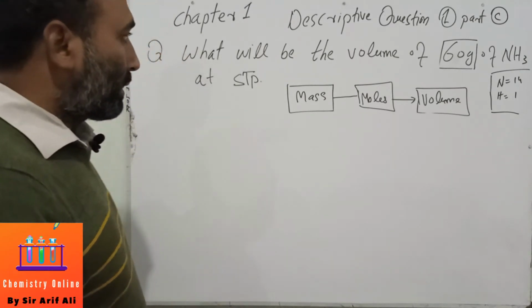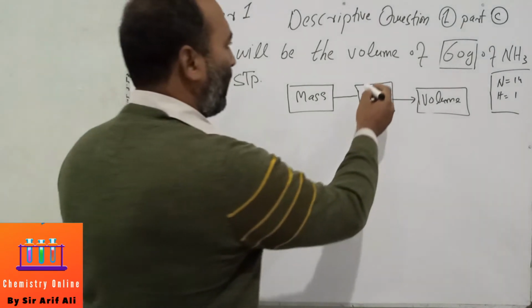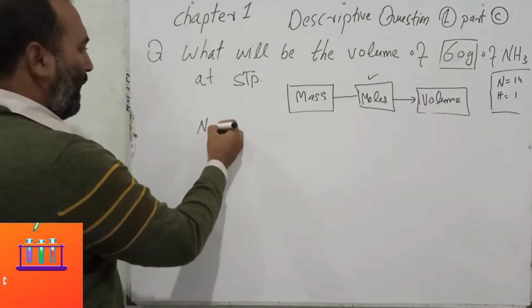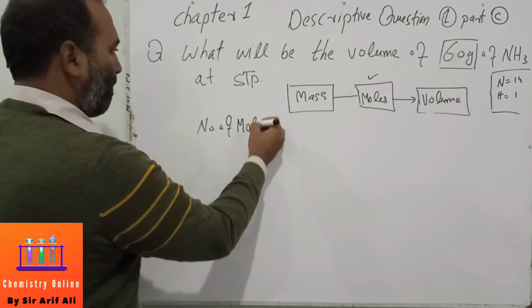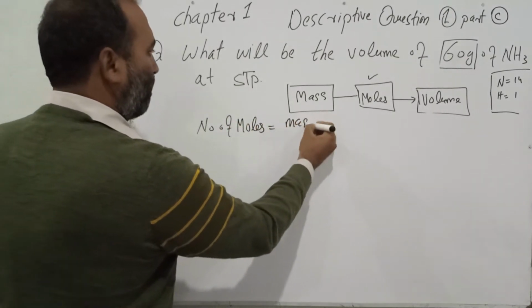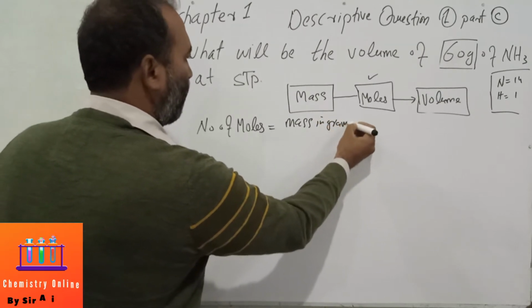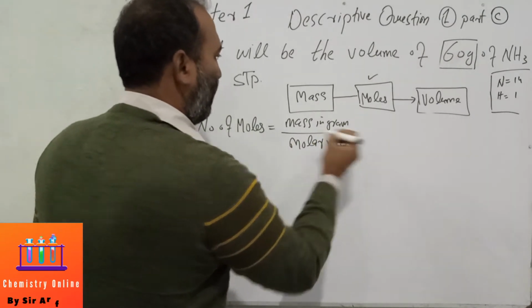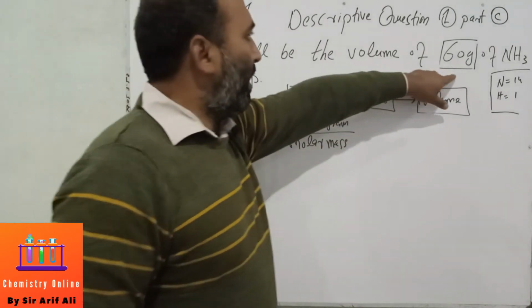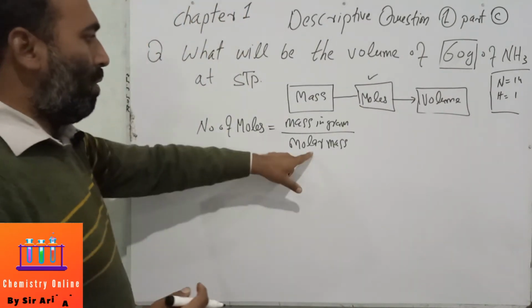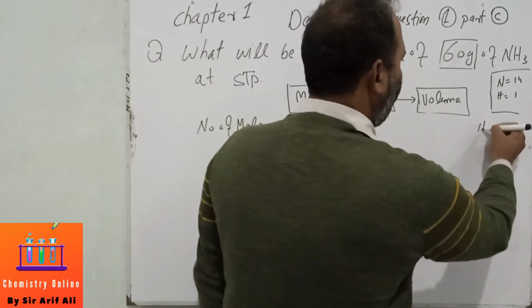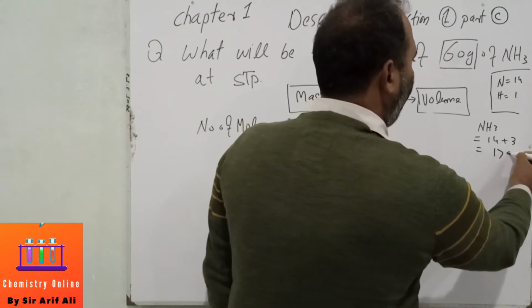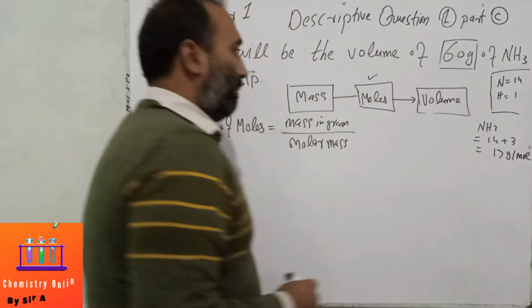Now, in the first step, I will have to calculate the number of moles of ammonia gas. For that, I have the formula: number of moles equals mass in gram divided by molar mass. Now, mass in gram is given in the question, which is 60. What I need now? Molar mass. So I can easily calculate the molar mass of ammonia, NH3. Nitrogen is 14, hydrogen is 1, and there are 3 hydrogen. So it will be 17 gram per mole.